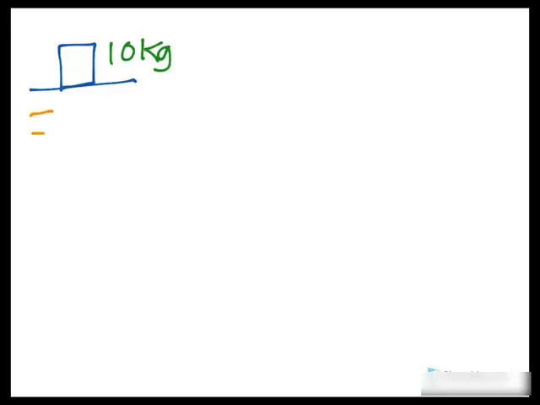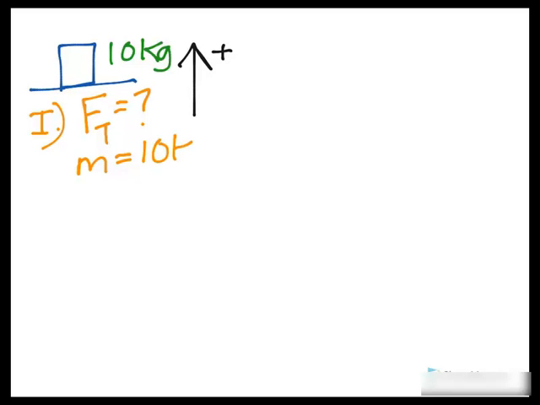Our first step is always to identify. So we're actually looking for the force of the table. So we'll give that an F of t, and that will equal, say, a question mark. We may want to label a positive and a minus direction. So we'll go ahead and give this a positive direction for our coordinate system. We can also note the mass of the block, since that is given to us, of 10 kilograms.